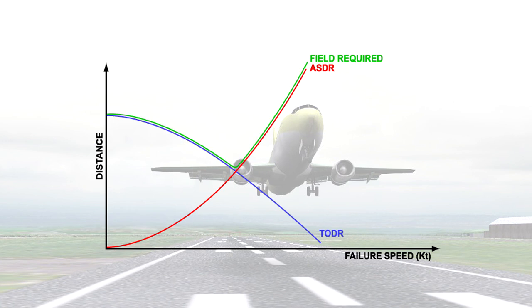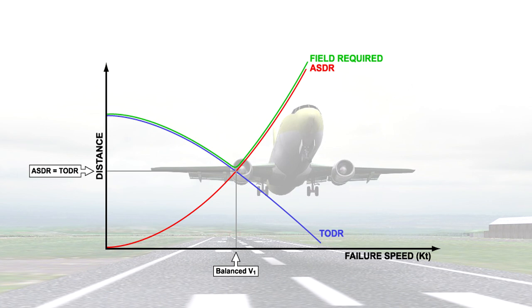In fact, another line can be drawn on the graph called field required. You can see, therefore, that a V1 at the intersection point of the graph is the best V1 to use, simply because a V1 at this speed requires the least amount of field, or the least amount of runway. This V1 is sometimes called the idealized V1. It is also the V1 which makes the takeoff distance required be the same length as the accelerate stop distance required. And therefore, this V1 speed is also called the balanced V1, since it balances the required distances for the aeroplane.